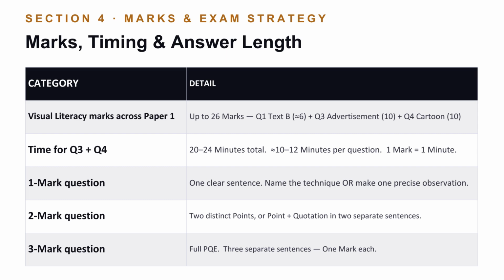Time for question 3 and 4 is 20 to 24 minutes total, roughly 10 to 12 minutes per question. Use 1 mark equals 1 minute as your guide. A 1 mark question needs one clear sentence: name the technique or make one precise observation. 2 mark questions need 2 distinct points, or 1 point plus quotation in 2 sentences. A 3 mark question needs a full PQE, 3 separate sentences, each one earning a mark.